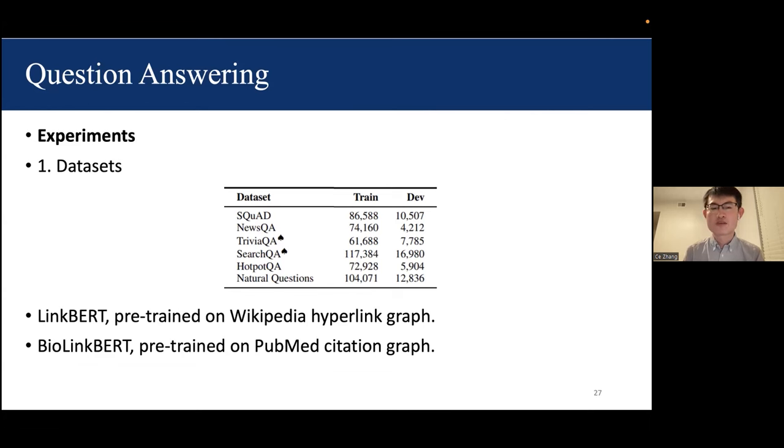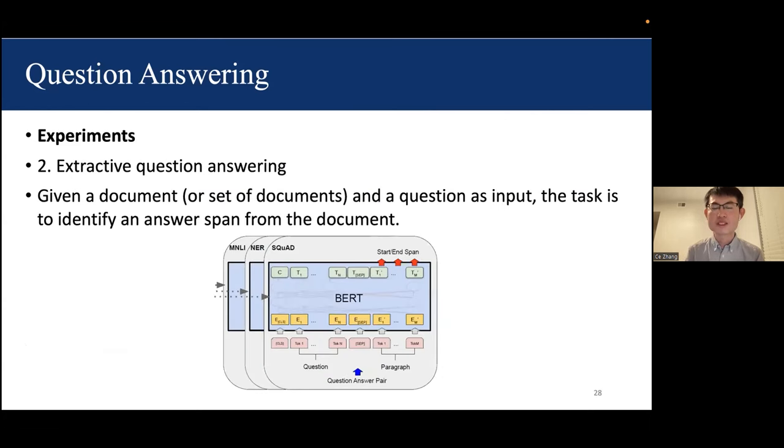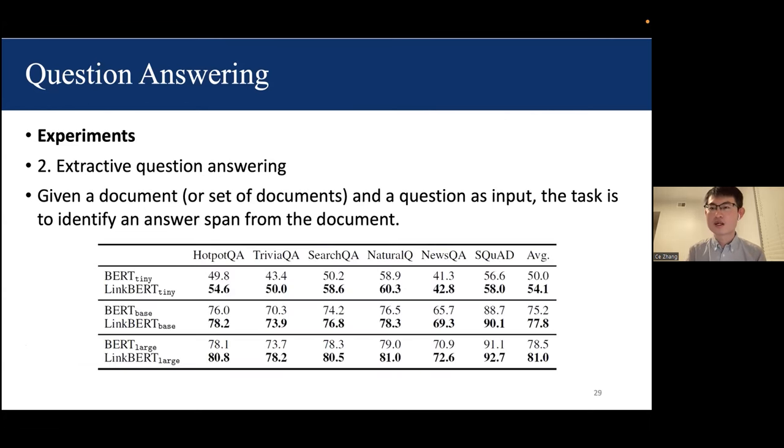First of all, let's look at the performance of the first one, general LinkBERT. We do question answering. Given a document and a question as input, we want to identify an answer span from the document. So we want to know which part of the document tells you the answer to the question. Now the authors compare the proposed LinkBERT with the traditional BERT model.